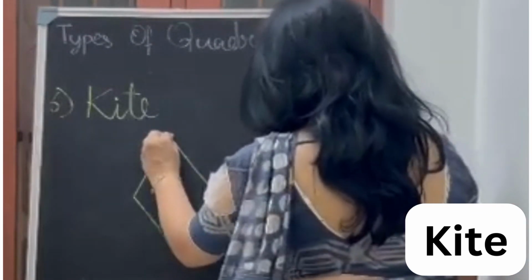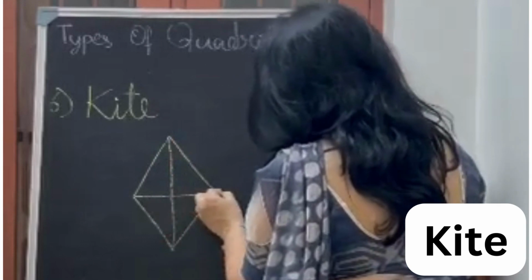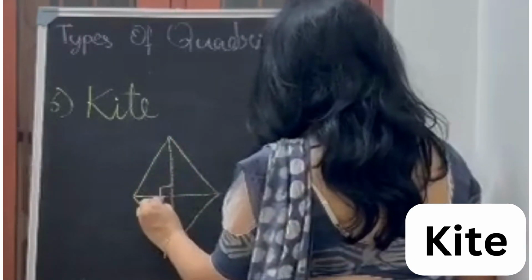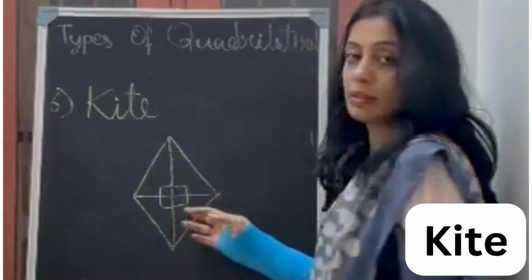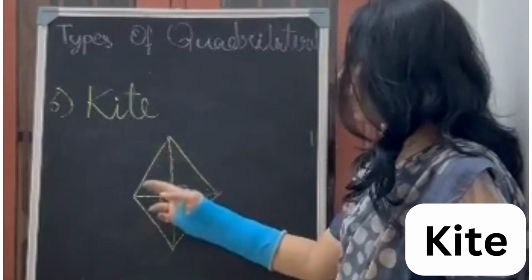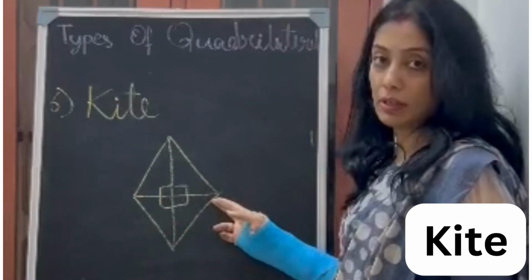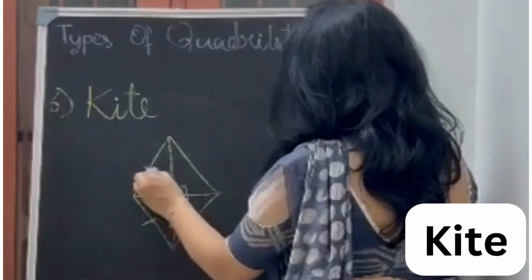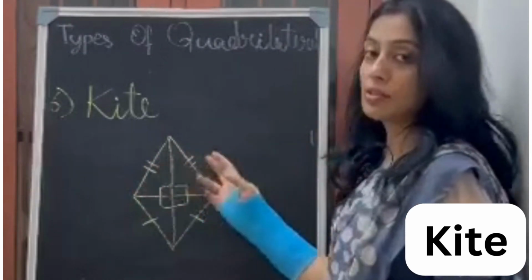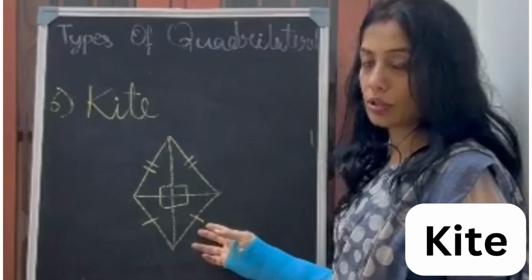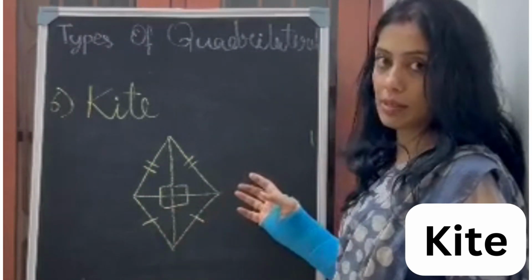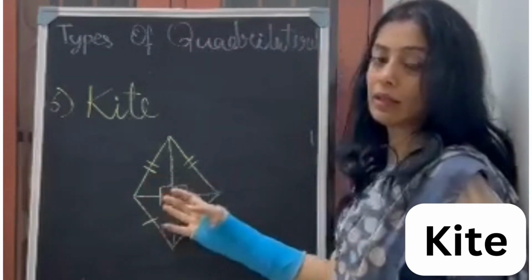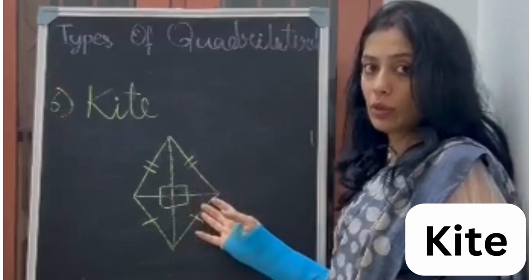The sixth type of quadrilateral is a kite. What is the difference between a kite and a rhombus? In a kite, the diagonals intersect at 90 degrees, but these angles need not be 90 degrees. And adjacent sides are equal to each other. The rest of the conditions will be the same. The diagonal will bisect the kite into equal halves.